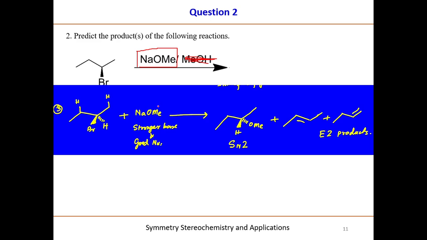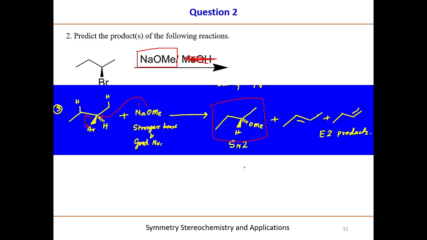The bond making and bond breaking will take place simultaneously, and the OMe group will attack from the backside. Sodium is a counter ion only, so the nucleophile is OMe. It will attack over here, and the leaving group will leave from here. We will get a stereospecific product, that is the backside substituted OMe group product. This will be our SN2 product. Instead of the SN2 reaction, it can also follow the E2 elimination reaction.